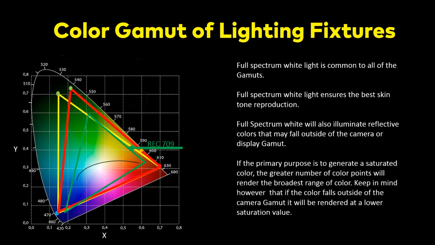So, as said before, if you want to generate a saturated color, the greater number of color points are going to give you that. But keep in mind that if the color falls outside of the camera gamut, it'll still be rendered, but at a lower saturation level. So sometimes these subtleties are not that noticeable, and in some cases they may be noticeable depending on what exactly you're trying to do. Again, it goes back to you want to test all this in advance.